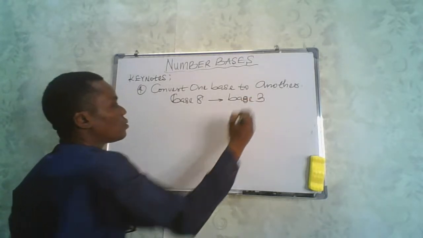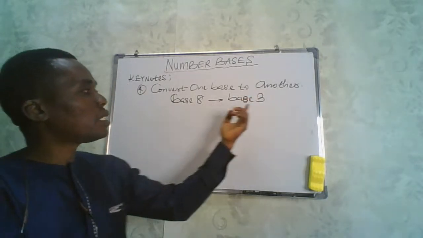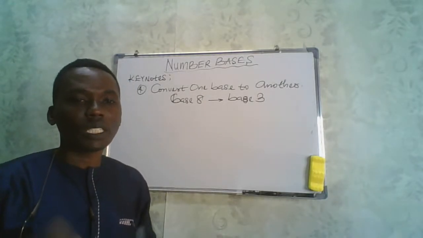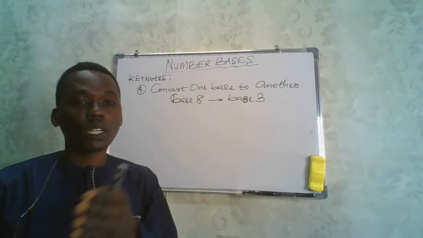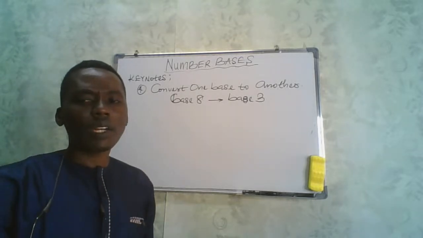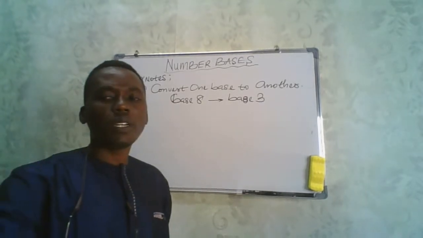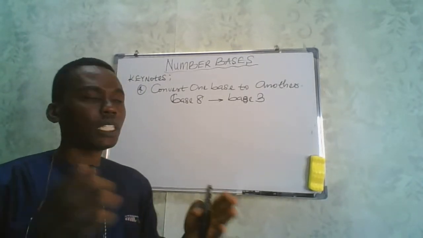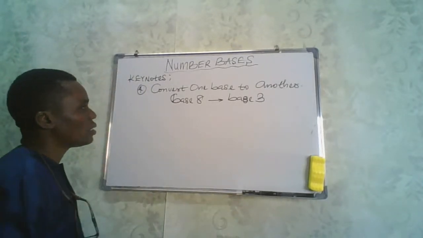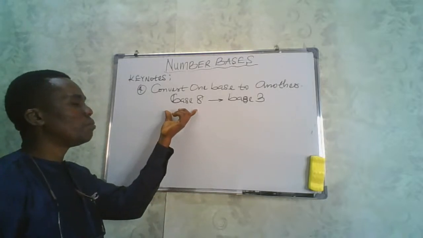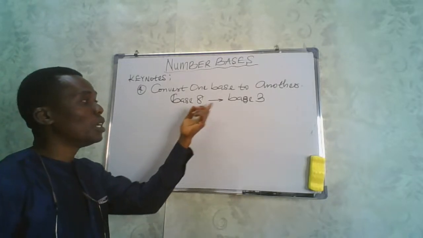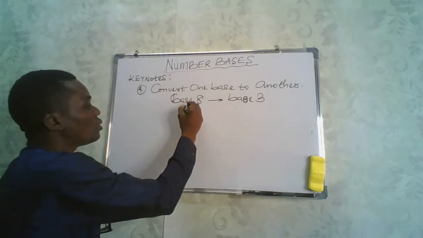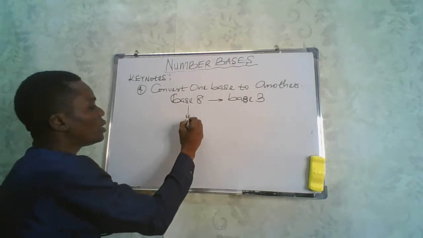To base 3. So if you are given something in base 8 and you are asked to convert to base 3, this is a conversion that is made from one base to what? To another. Now, when you are carrying out this conversion, it is very important that you take these two conversions to a common base. Now, if you are given a question in base 8 and you are asked to find the answer in base 3, all you simply need to do is convert this to base 10.